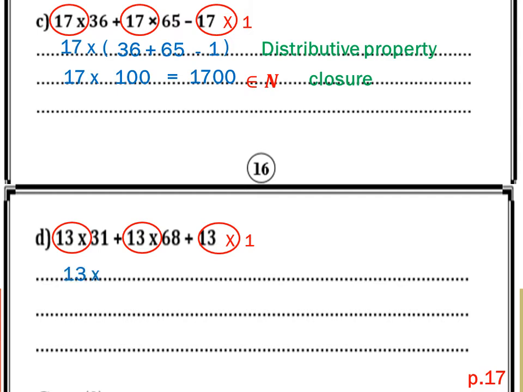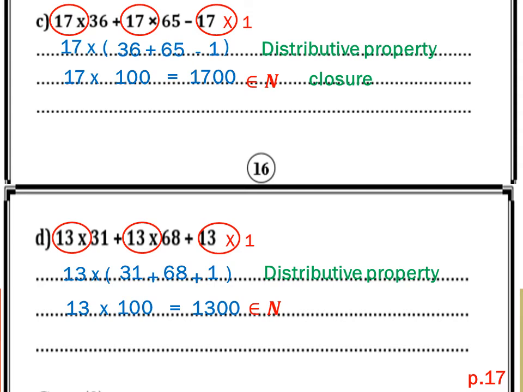And now open the bracket and write the rest. 31 plus 68 plus 1, and close the bracket. The name of the property here is distributive property. And now 13 times, solve the bracket on calculator. 31 plus 68 plus 1, which equals 100. And 13 times 100 equals 1300, which belongs to N. And don't forget to write the name of the property, which is closure.